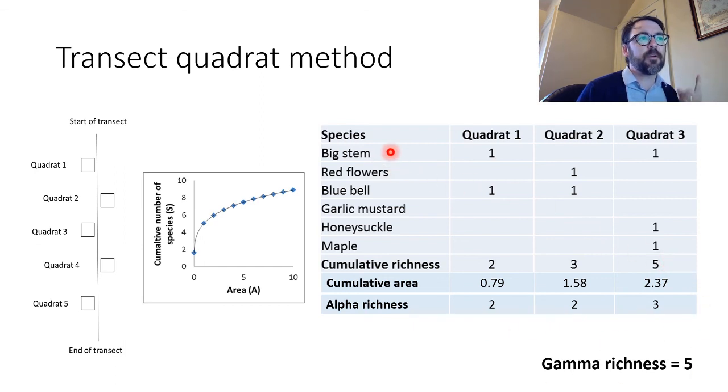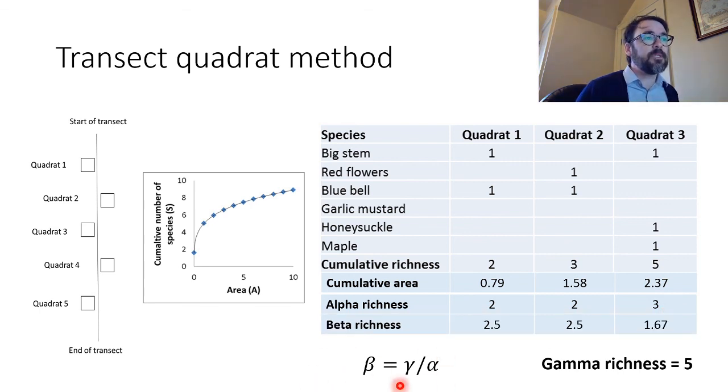We saw this one, 1. We saw this one, 2. We saw this one, 3. Didn't see this one. And then we saw these last 2, 4, 5. So the total number of species we saw was 5. That's our gamma richness. And then finally, we can calculate the beta richness, if this was our data, by simply dividing gamma by alpha. So alpha is 2, 2, and 3. It's just 5 over 2, 5 over 2, 5 over 3. Using this formula for beta richness, we can see that it's 2.5, 2.5, and 1.67.